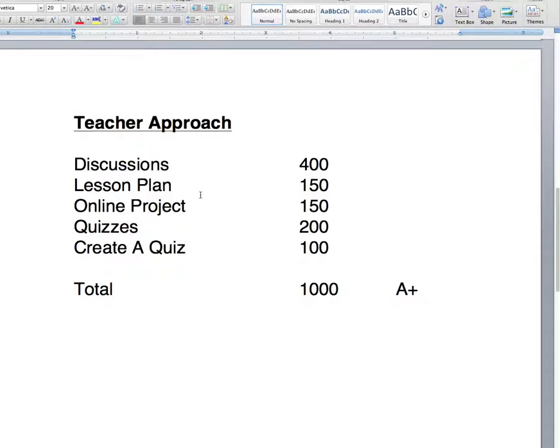Another approach, for those of you who are going to be teachers, you might want to think about choosing your assignments based on thinking about how you might teach.